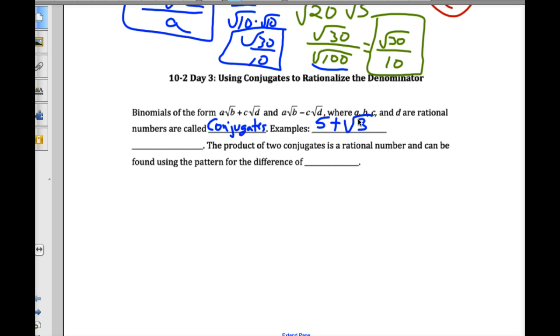Everybody write down 5 plus radical 3. Does everybody agree that's a binomial? You can't add them. They're not like terms. You cannot add those 2 things together, a 5 and radical 3. Put a comma, don't put an equal sign. The conjugate of 5 plus radical 3 is 5 minus radical 3.